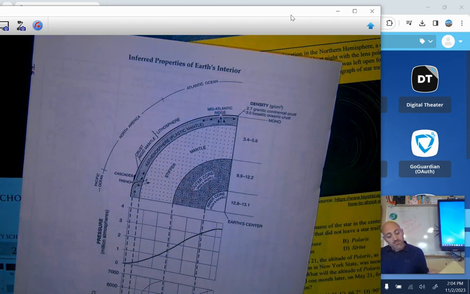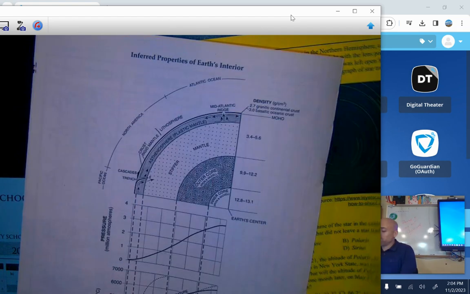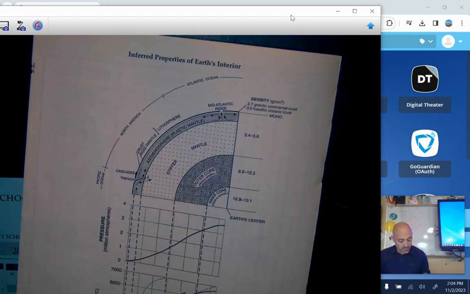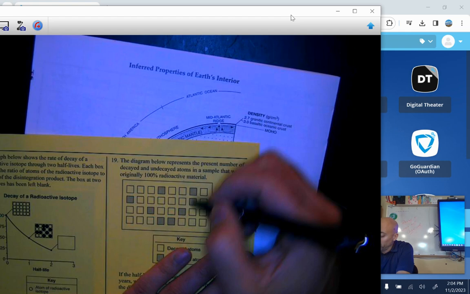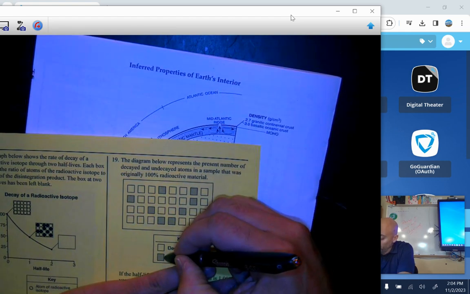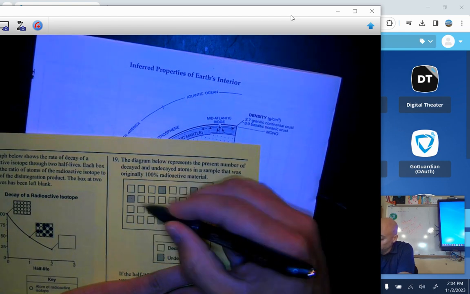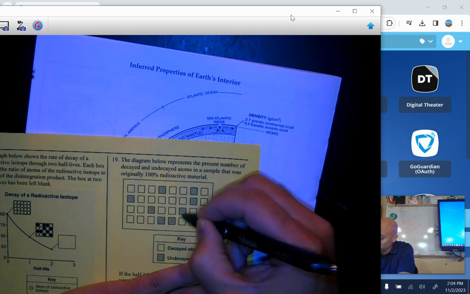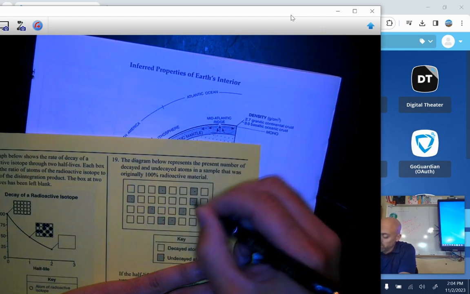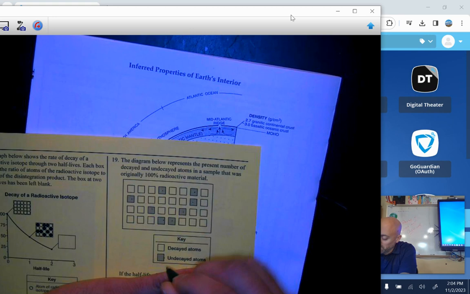I think that's pretty much it. There's not a ton of radioactive decay questions on here. That's a harder concept. Just making sure I didn't miss anything here for you. Oh, I did miss a couple of these radioactive decay questions over here. So seeing this diagram here, if you started out with all undecayed, there's 1, 2, 3, 4, 5, 6, 7, 8 radioactive. So undecayed means radioactive.